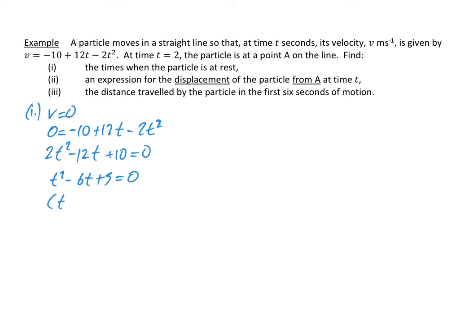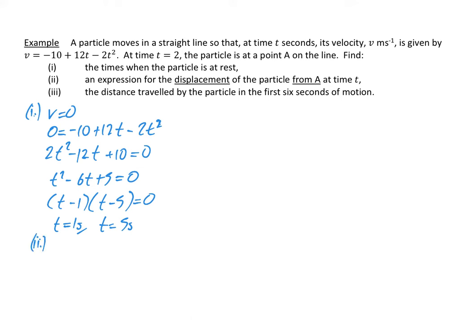And then that would factorize nicely to give you (t minus 1)(t minus 5) is equal to 0. So you've got t is equal to 1 or t is equal to 5. And I should have put a wee seconds in there. So 1 second and 5 seconds, this thing is at rest.